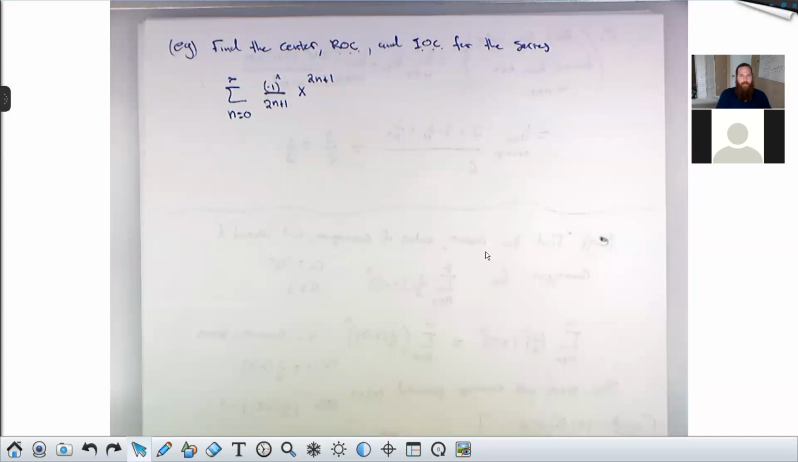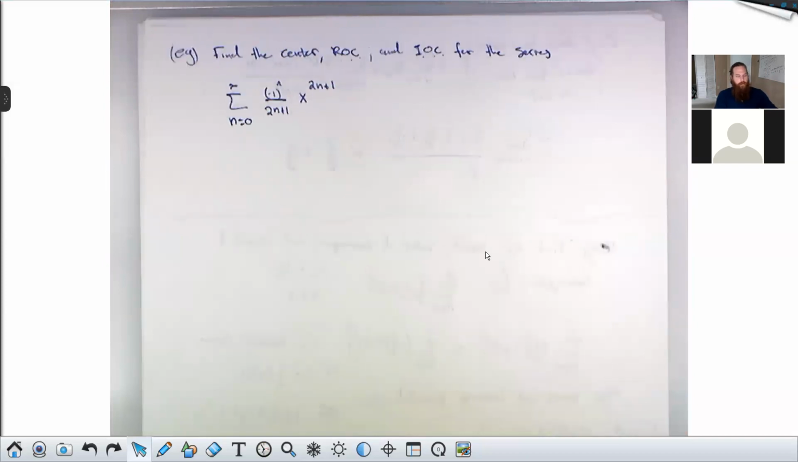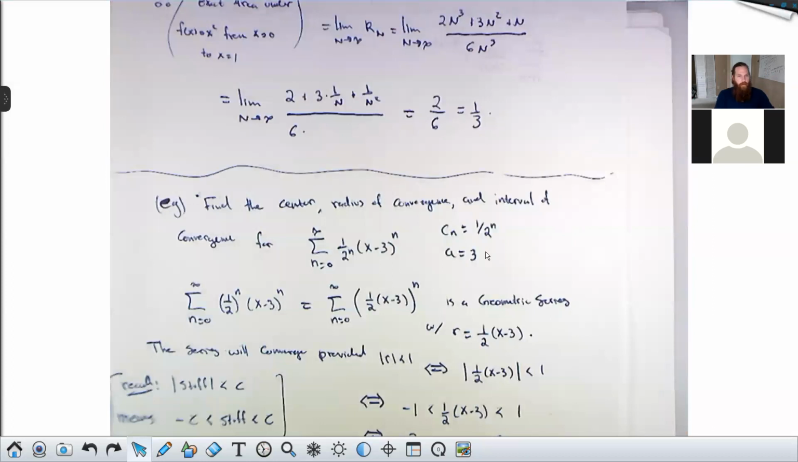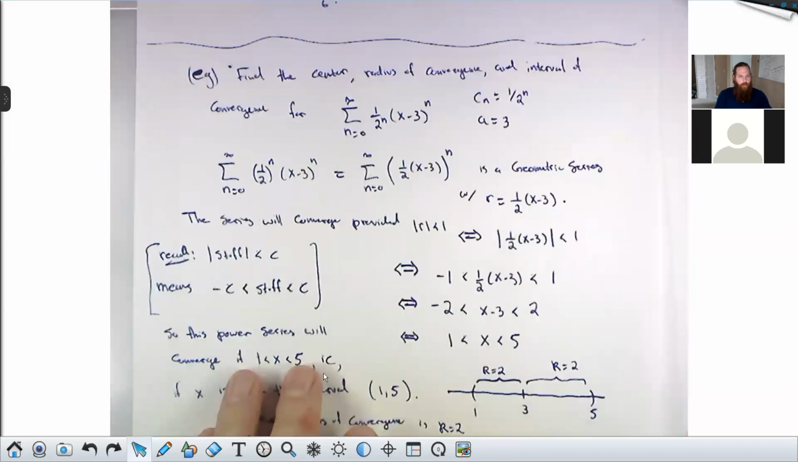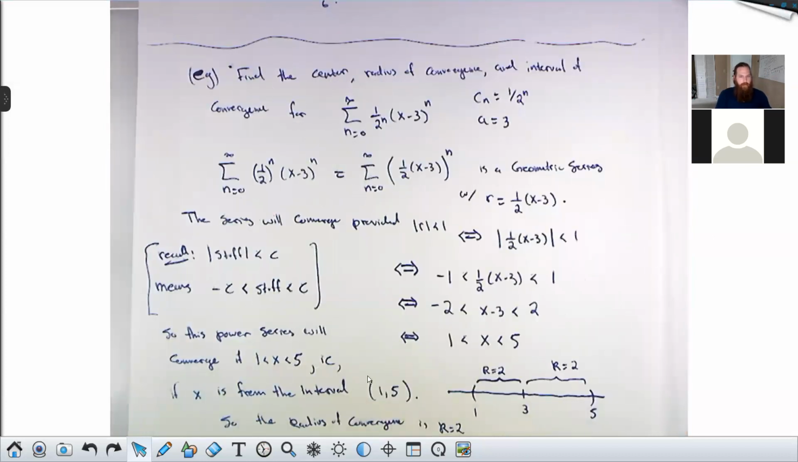Almost, Ryan. If x is not in the interval of convergence, then the series diverges. Yeah, that's the definition of the interval of convergence. If x is not in the interval of convergence, then the series diverges. So this series will converge if and only if x comes from this interval. So this interval is my interval of convergence.